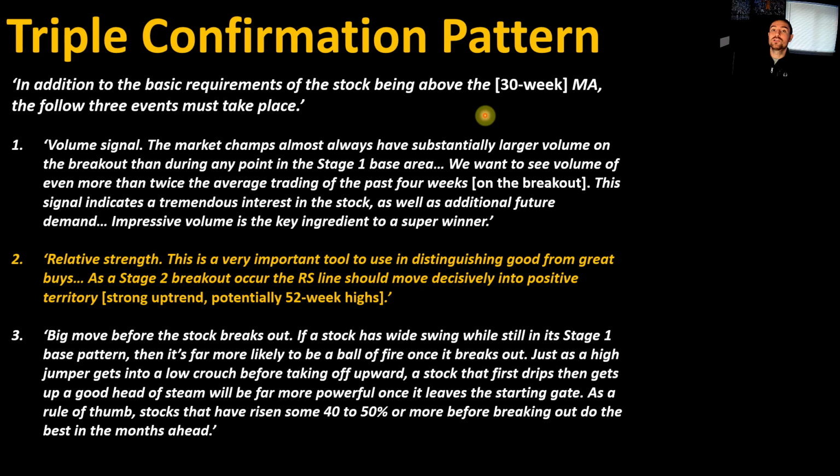If you read Stan's book, you would have read the part on the triple confirmation pattern, which sounds very sexy. So I'm going to tell you, what are the 3 things? Assuming all other criteria have been met, the stock is in an uptrend above the 30-week moving average. Number 1, volume signal. The market champs almost always have substantially larger volume on the breakout than during any point in the stage 1 base area.